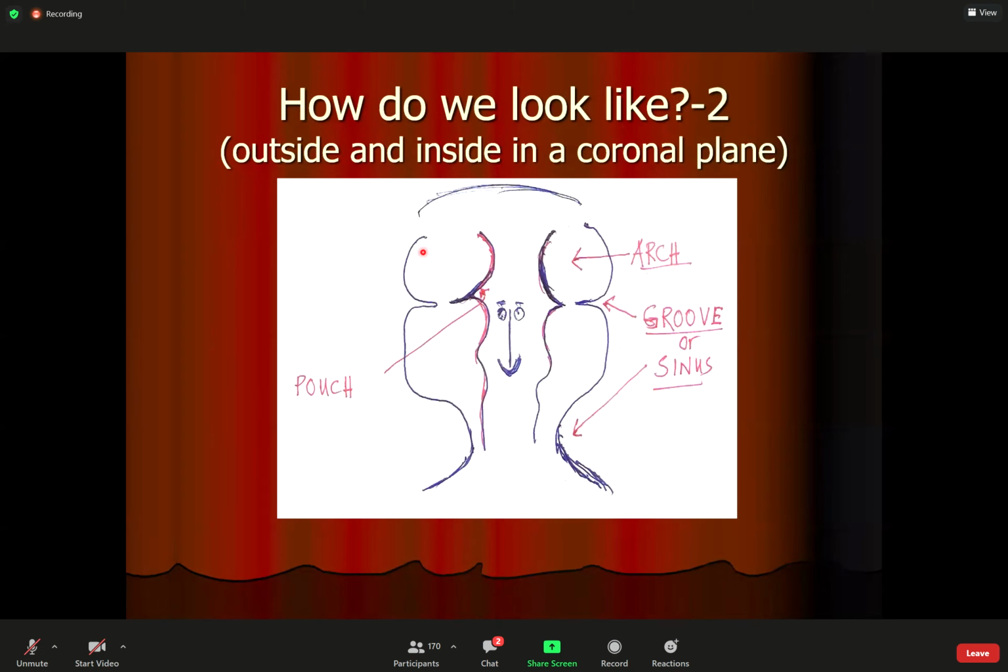One more time, arch is the elevation, you can see. Groove is when it is going down like a hole. Inside we have a hole too, but we call pouch. Outside we call sinuses. Clear?